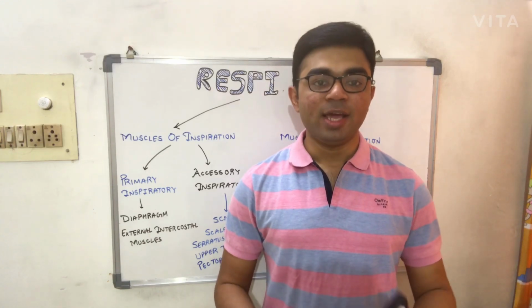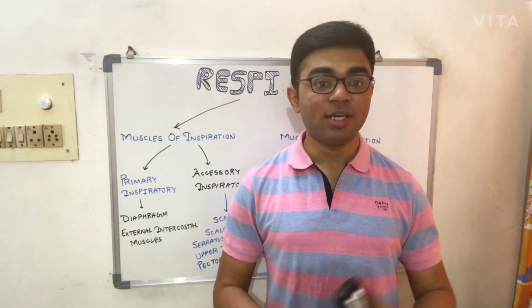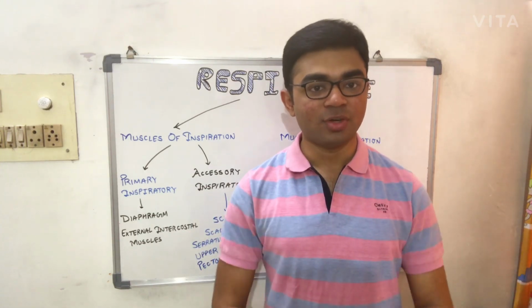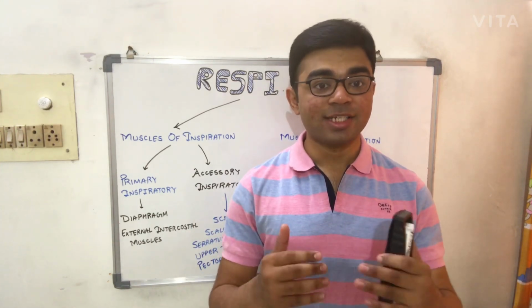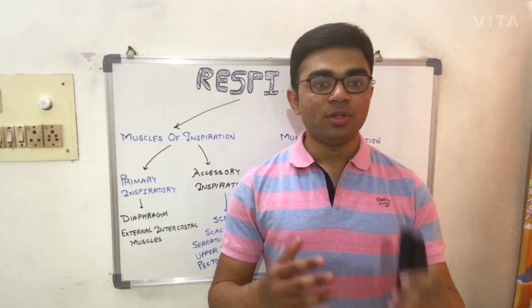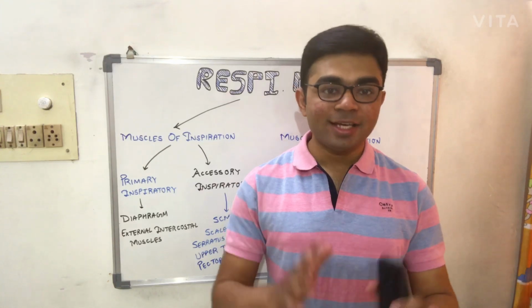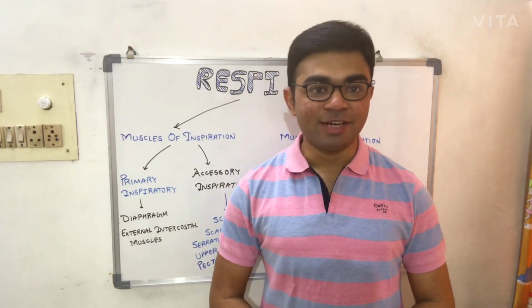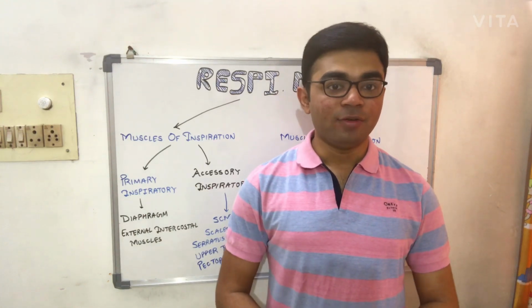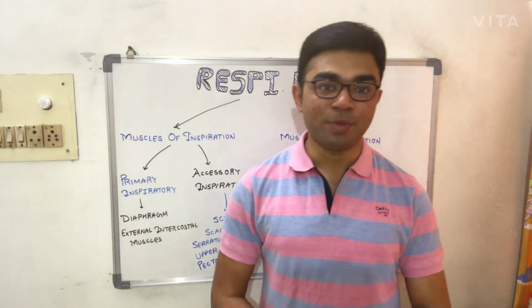Inspiration means the air is going inside and the thoracic cavity expands, and during expiration the air comes out of the thoracic cavity and the thoracic cavity attains the pre-inspiratory position. Now the change in the position is directly related with the muscular activities. So now let us focus on the muscles which are responsible for inspiration as well as expiration.